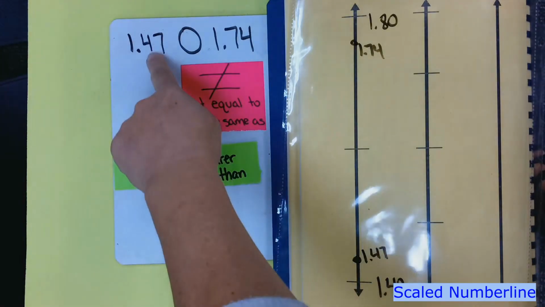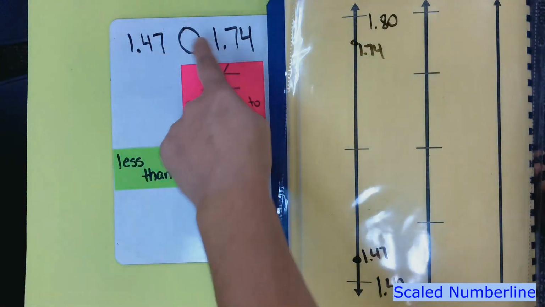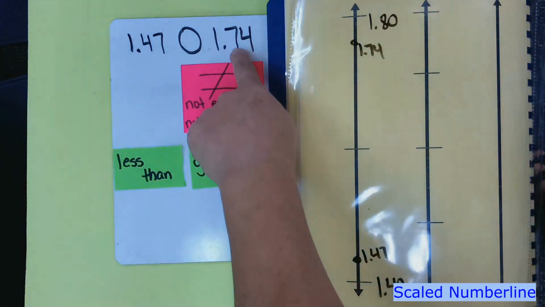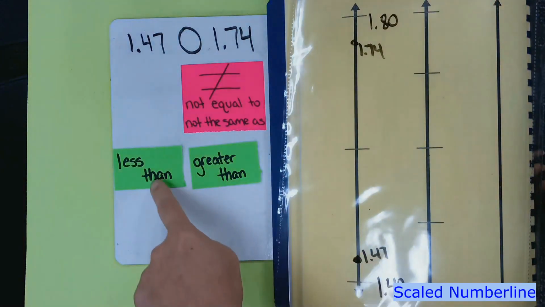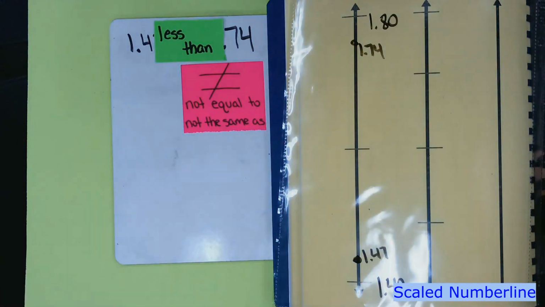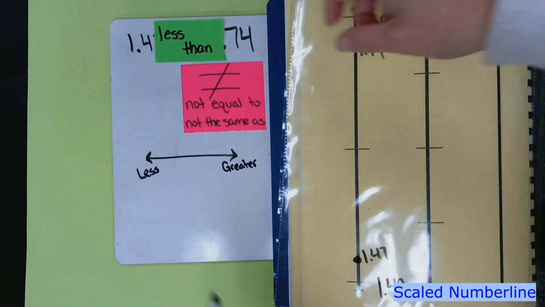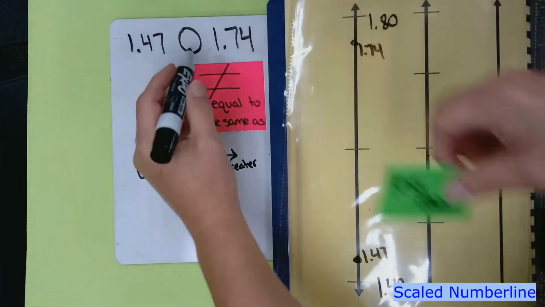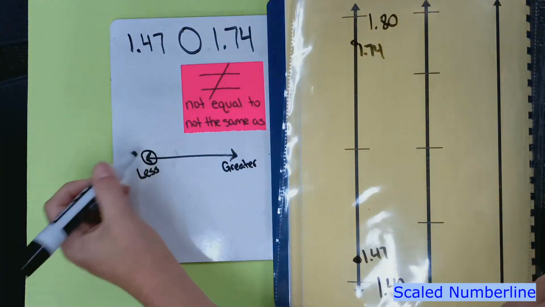Some students at this point in the grade level might still be struggling with the symbolic representation for these terms. So I often remind them after they've completed the sentence stem correctly, thinking about the number line and the 2 arrows on the end and which one is less, which one is greater.